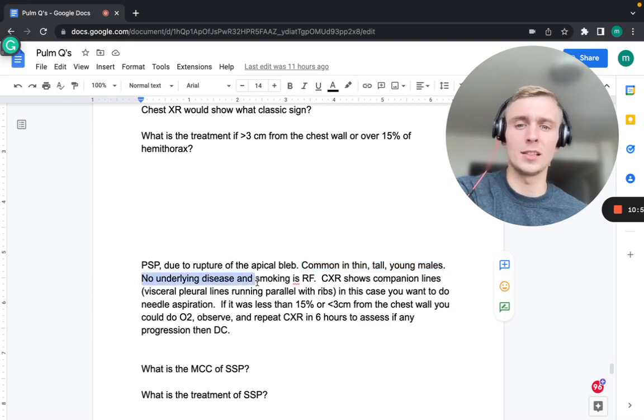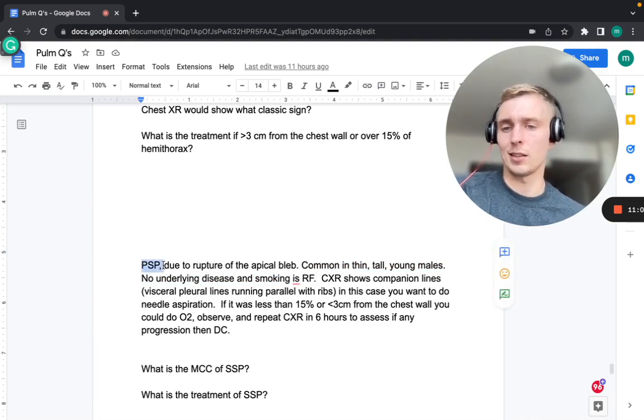No underlying disease necessary, but smoking is a risk factor. This guy was an occasional smoker. But again, it's more so the history with these types of patients that you're going to be seeing in primary spontaneous pneumothorax. The classic sign on chest x-ray is those companion lines, and the description of that is visceral pleural lines running parallel with the ribs.